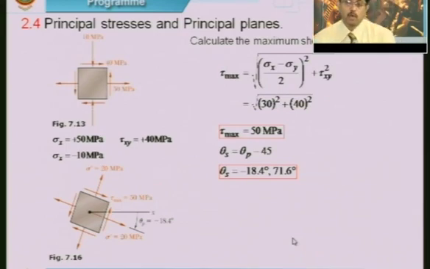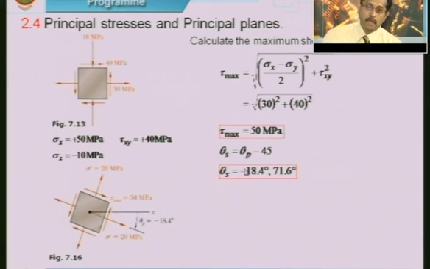Now, this equation is used to find out the maximum shearing stress. We derived this expression also just now, which is on the board. So, substituting the values, sigma x is 50, sigma y is minus 10. So, 50 minus of minus 10 divided by 2, which is 50 plus 10, 60 by 2, which is 30 whole square, and tau xy is positive 40, so 40 square under root. So, we get the value as 50. This is the maximum shearing stress value.